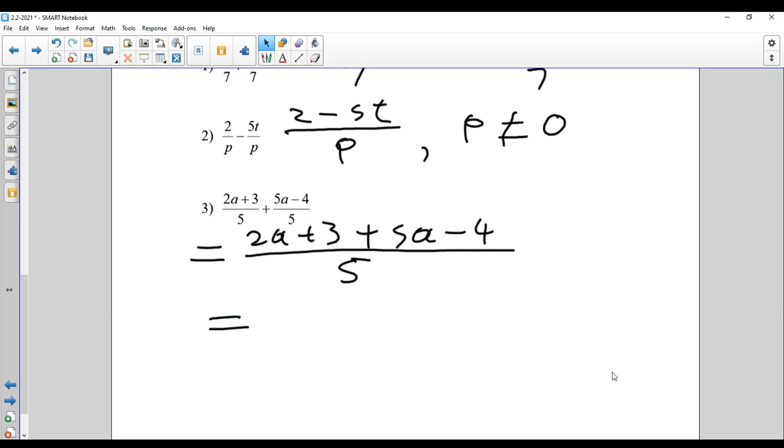All right, and then we just put our like terms together now. So 2a plus 5a, of course, is 7a. 3 minus 4 is minus 1 over 5. Restrictions. What are the restrictions in this case? Tell me, talk to me. What are the restrictions? Yes. No restrictions. Thank you very much.